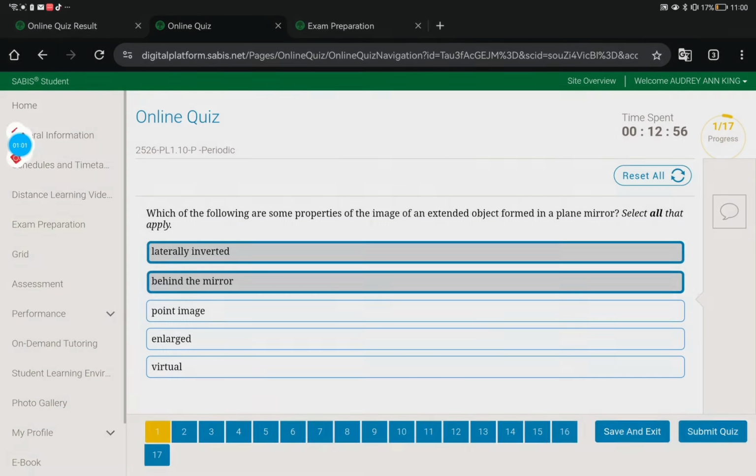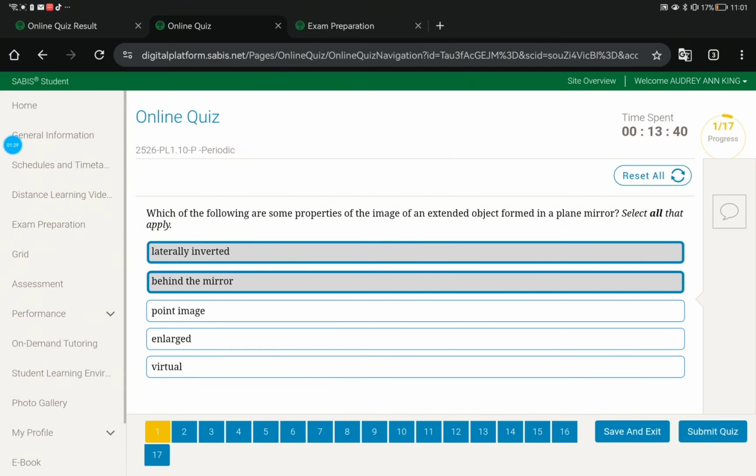Point image. That means that your reflection is at a single point, which is wrong, because if your reflection was at a single point, your reflection wouldn't even move with you. But if you spin around, your reflection would spin around as well. So your reflection is extended. They even say it in the question, an extended object. So point image is wrong.